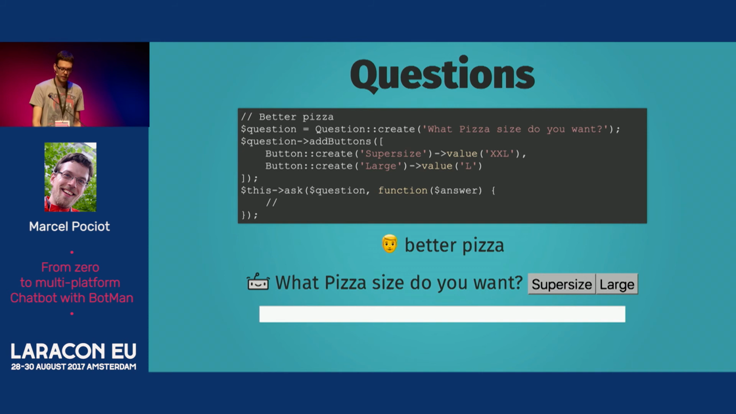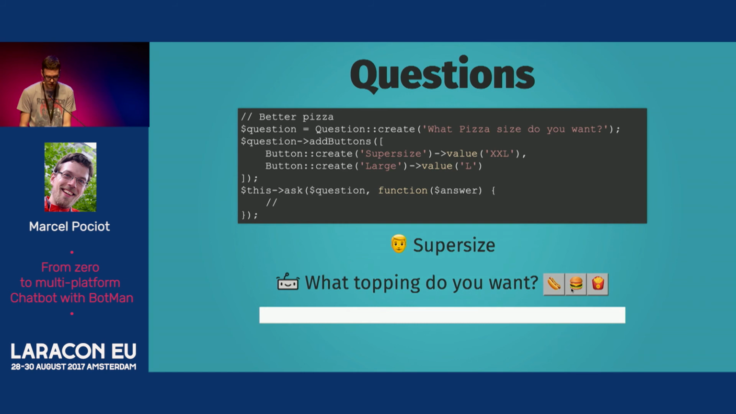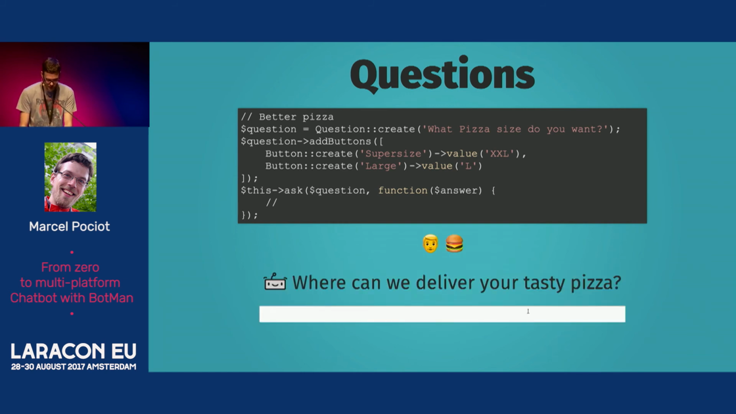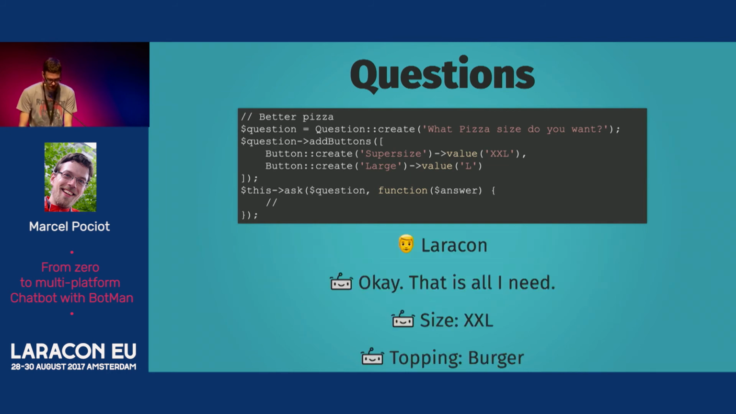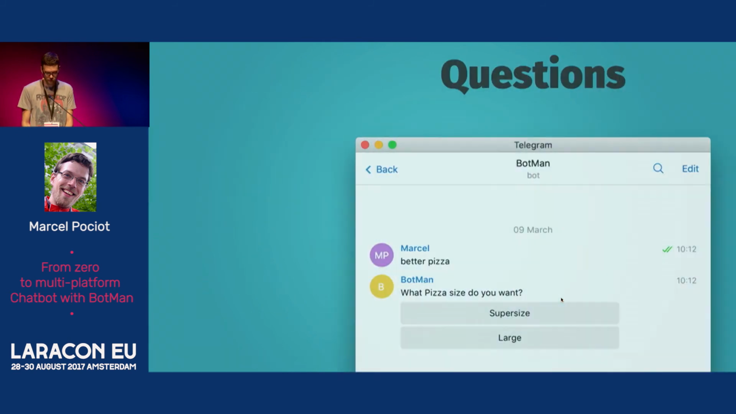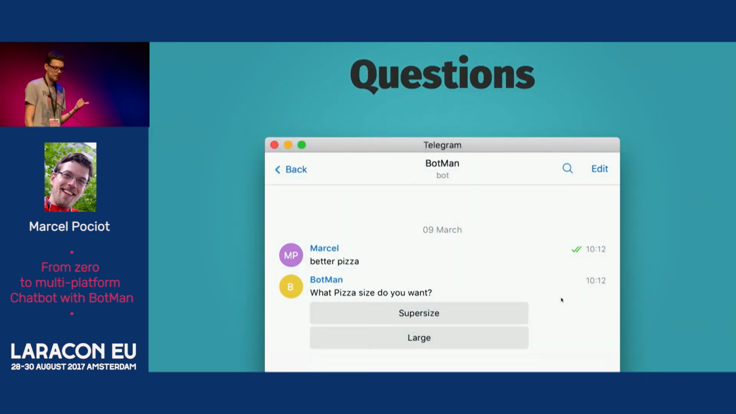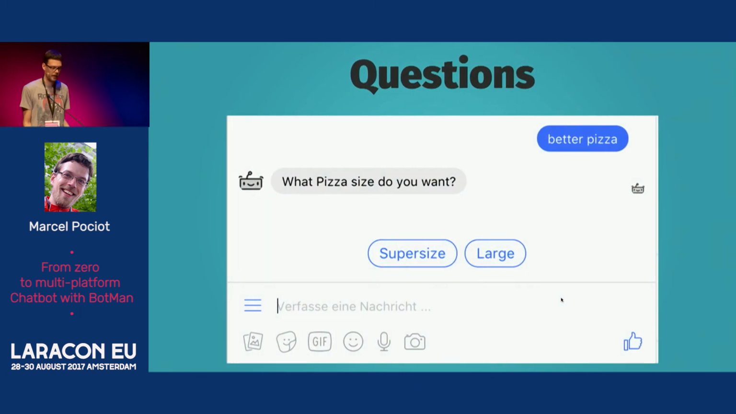And now this is how it looks. So I can say supersize, and I want a burger on top of my pizza. Delivered to Laracon. And then here it's XXL, so it's using the value of the button that I clicked. And this is how this code looks on Telegram, where you have the button support. And this is how it looks on Facebook Messenger.